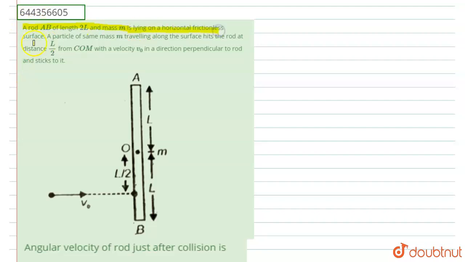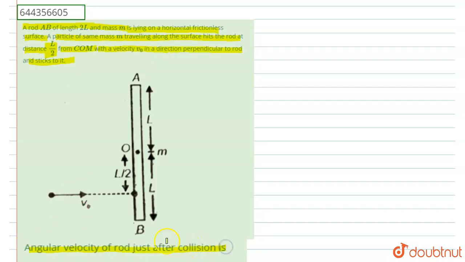Hi, the question is: a rod AB of length L and mass m is lying on a horizontal frictionless surface. A particle of mass m traveling along the surface hits the rod at a distance L by 2 from the center of mass with a velocity of V0, perpendicular to the rod, and then sticks to it. We have to find the angular velocity of the rod just after the collision.